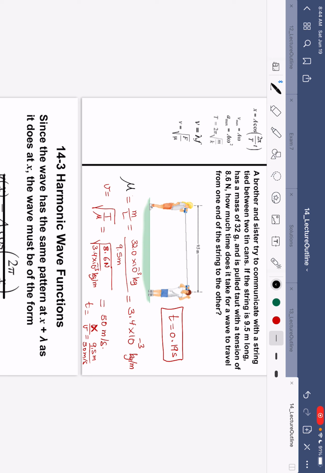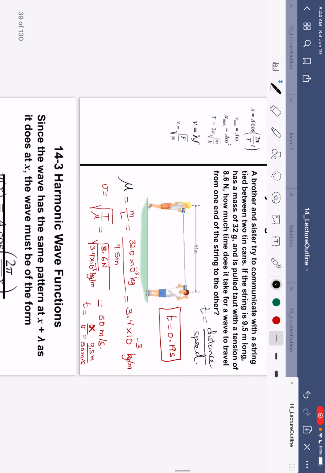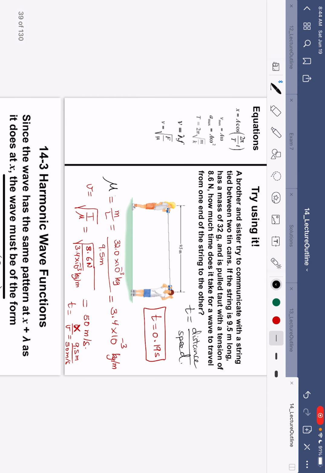V is the square root of T divided by mu. The tension is 8.6, and this is mu. Then the speed is 50 meters per second. Now I can use time equals distance divided by speed, and from that you will be able to get that the time is 0.19 seconds. I will stop here for the first part, and then I'm going to continue.